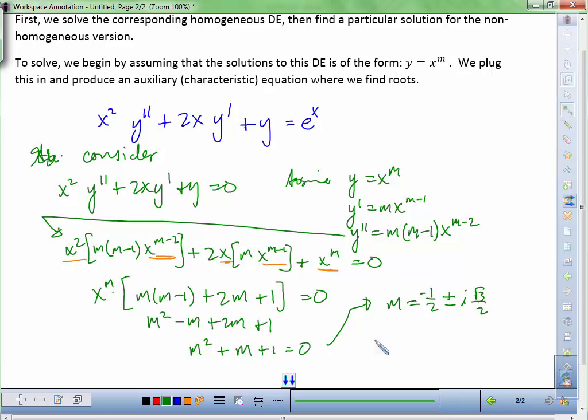So if you write this back as y is equal to x to the negative 1/2 plus i root 3 over 2, we don't really know any ways to deal with this business in solving for x with a complex power. Now, if it was e to the something times x, we have a way to deal with that. But this is a little bit different.